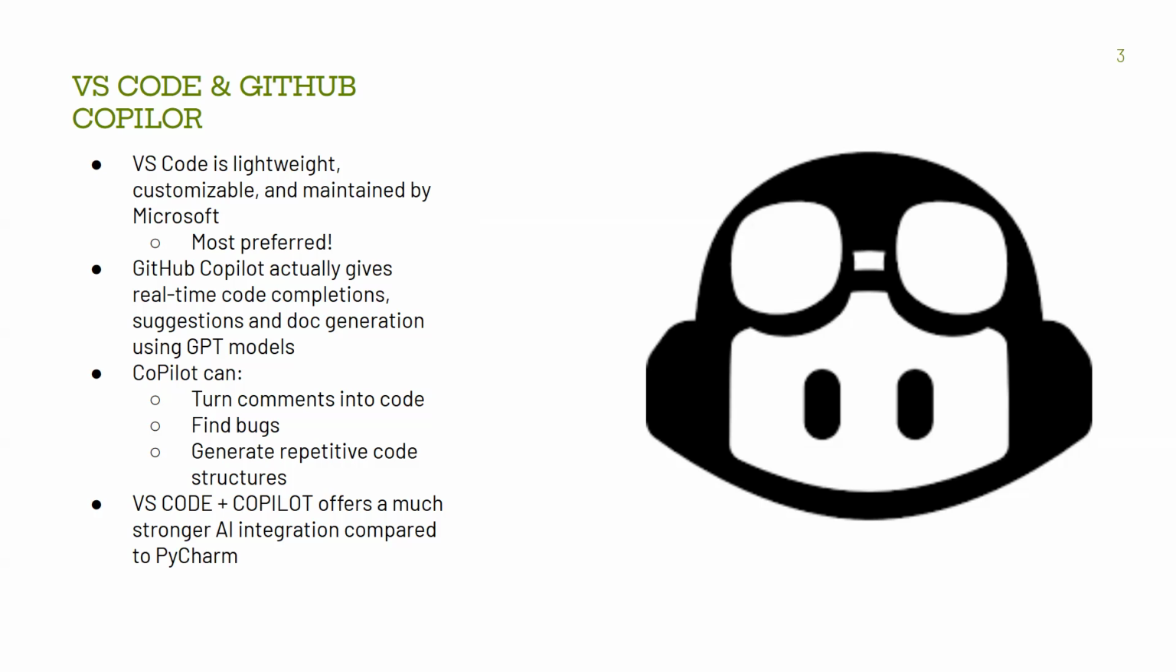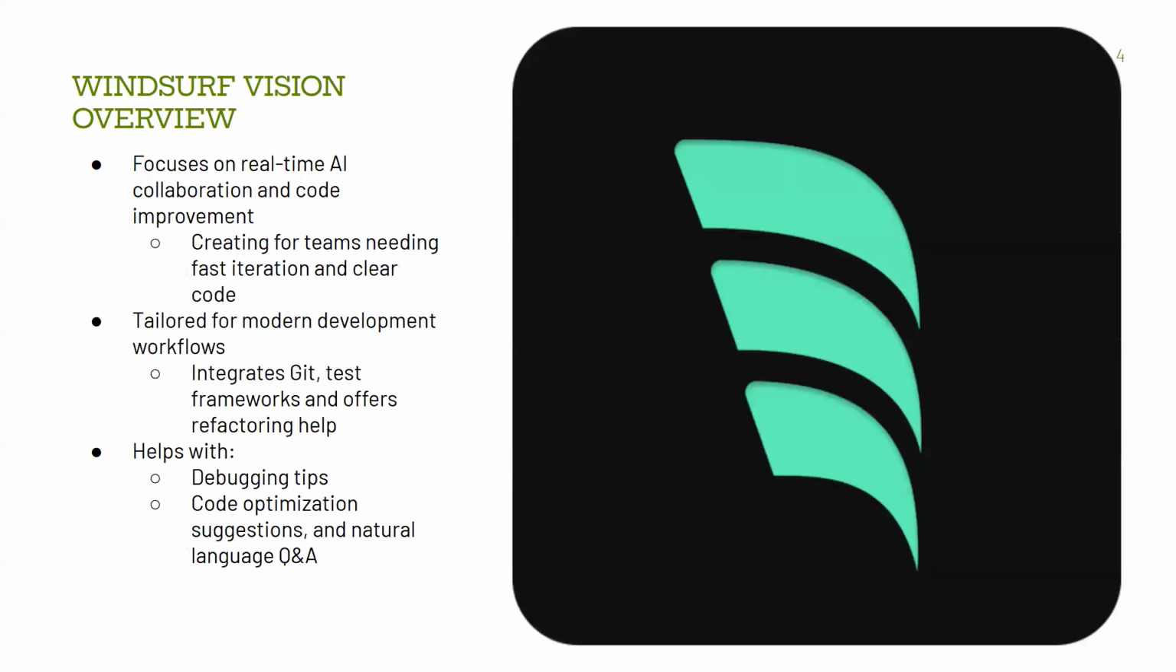And when it comes to GitHub Copilot, it gives real-time code completion, suggestions, and doc generation using GPT models. So Copilot could pretty much turn comments into code, find bugs, and generate repetitive code structure. So instead of always having to type the same things over and over, it'll actually do it for you. And like I said before, Copilot is a combination with VS Code, and it offers a much stronger AI integration compared to just a regular application such as PyCharm. Sorry about that.